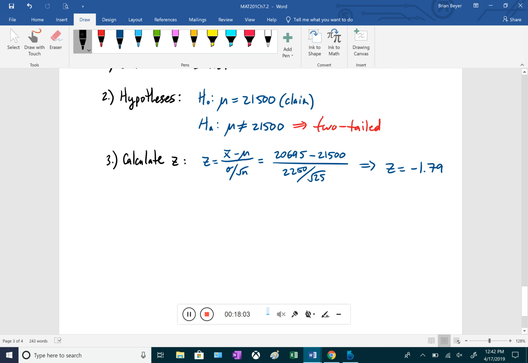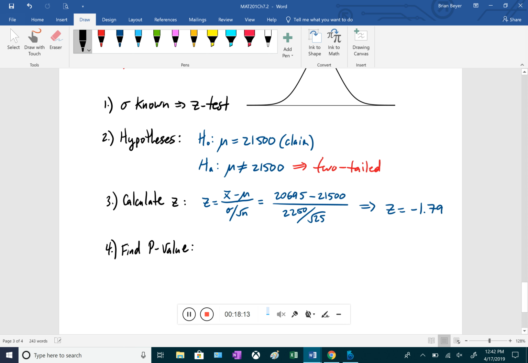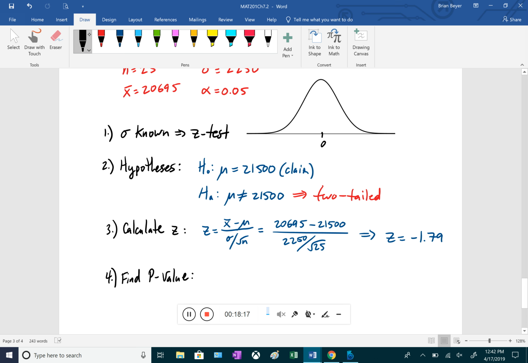Okay, so next for finding the p-value. So for finding the p-value here, what we have to do is let's go just shade in what areas we're looking at up here. It's going to be the area to the left of negative z and the area to the right of positive z. So that's going to be the area to the left of negative 1.79 and the area to the right of positive 1.79. So we can shade in those regions. That's going to be this region right here and this region right here. So both of these are going to be 1/2 of the p-value. So together it's going to be a full p-value.